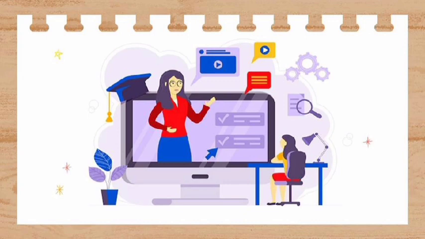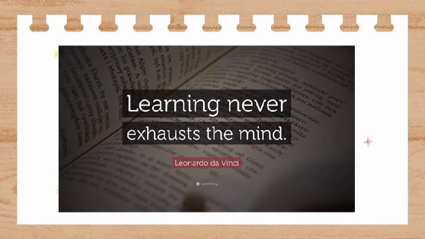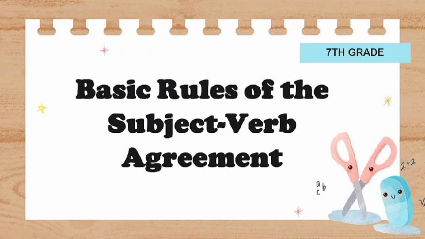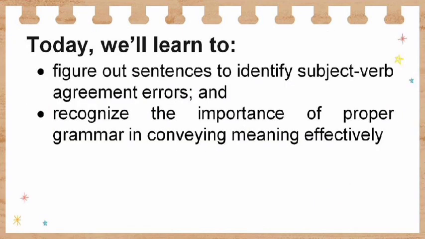But before we start, let's start with a quote, "Learning never exhausts the mind" by Leonardo da Vinci. So we're going to learn the basic rules of subject-verb agreement, and we'll also learn to figure out sentences to identify subject-verb agreement errors and recognize the importance of proper grammar in conveying meaning effectively.